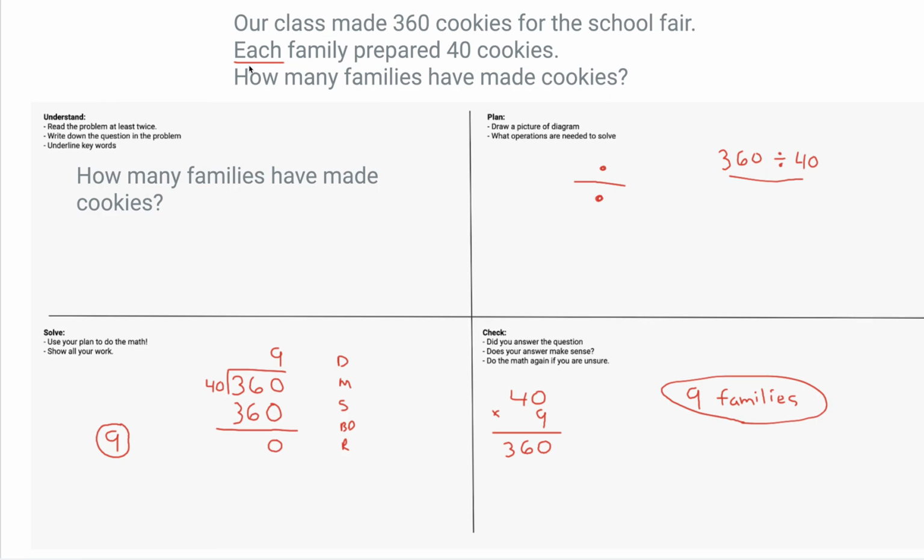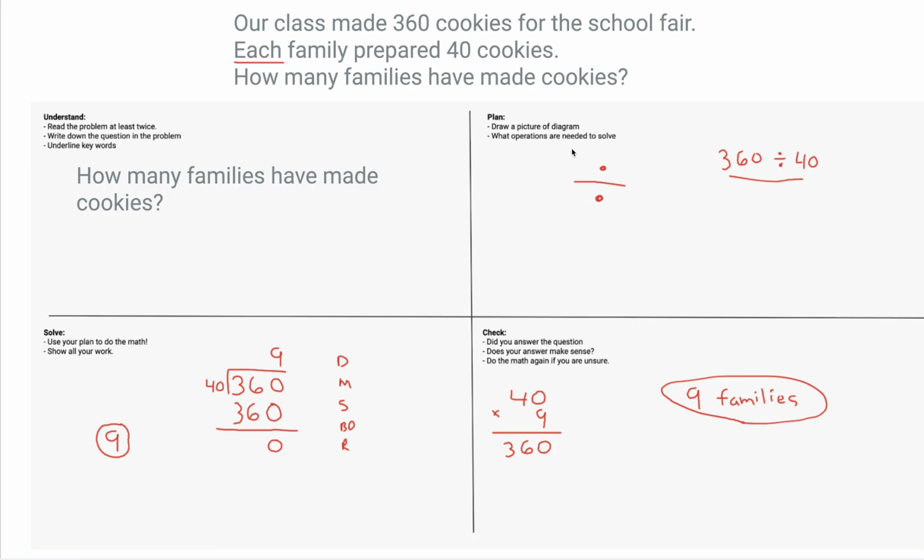Next, we want to underline our keywords. In this problem, the keyword is each. Each is going to tell us which operation that we need to use. So for the understand portion, remember, word problems can be difficult to understand. Read them once, twice, 3 times, 4 times if you need to, or more, until you can get an understanding for what the problem's asking.